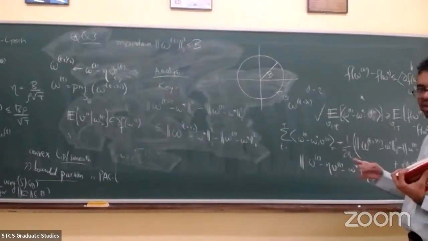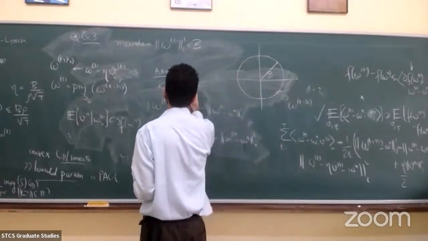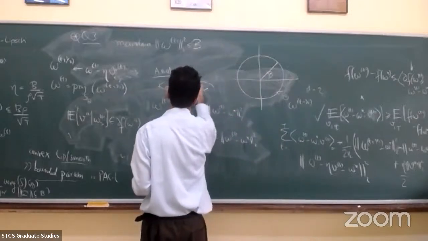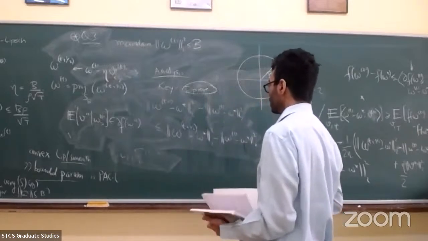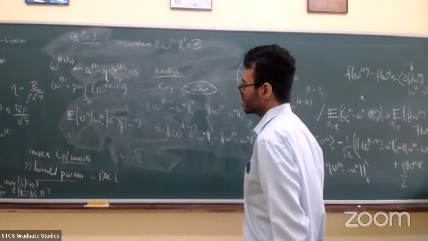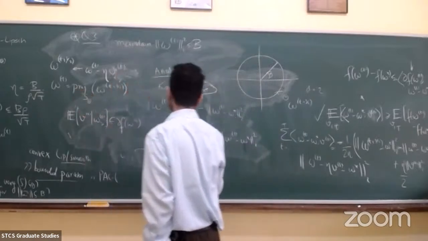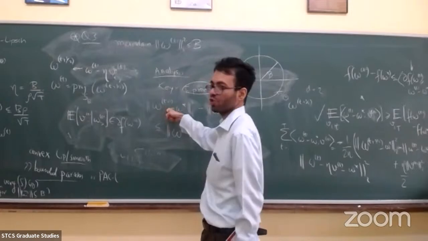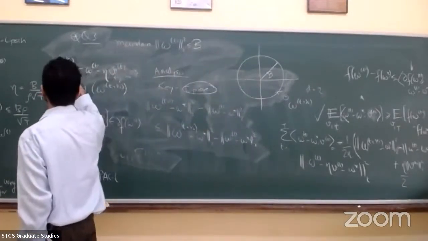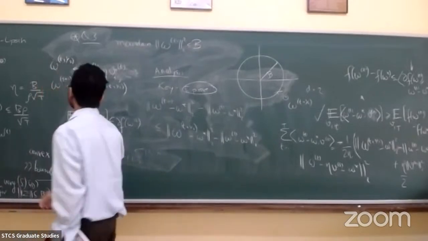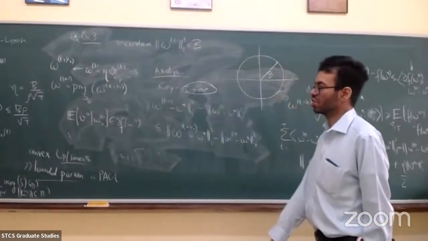So now let's think about why this is repeating. This is what I have to prove. Good. To do that, we need to understand what happens when you project. The difference between this and this is that WT plus 1 is a projection of WT plus 1. So this thing is a projection of this. So we will understand what happens when you project it.